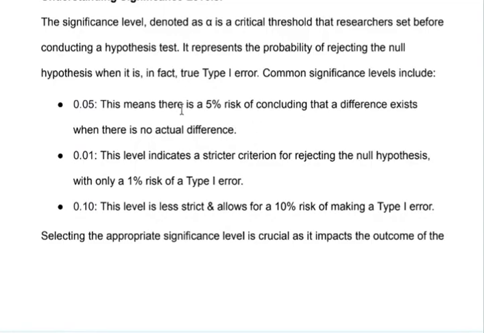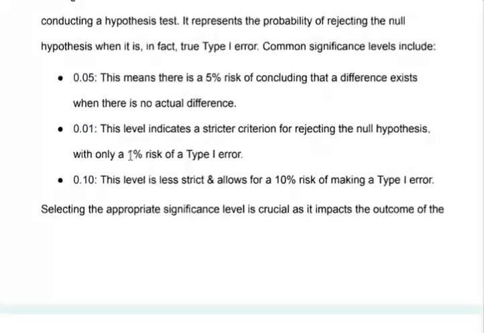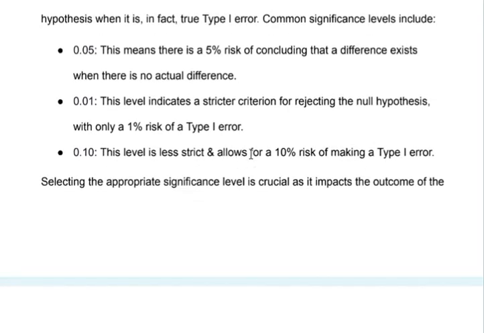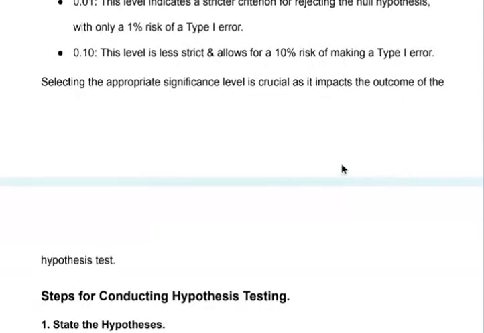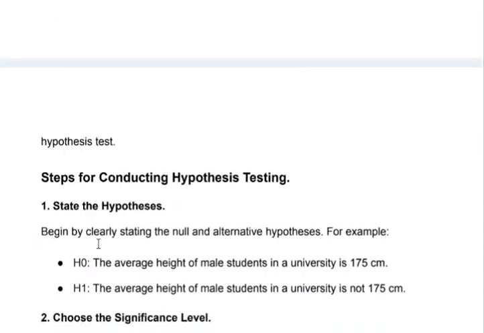0.05. This means there is a 5% risk of concluding that a difference exists when there is no actual difference. 0.01. This level indicates a stricter criterion for rejecting the null hypothesis, with only a 1% risk of a type 1 error. 0.10. This level is less strict and allows for a 10% risk of making a type 1 error. Selecting the appropriate significance level is crucial, as it impacts the outcome of the hypothesis test.